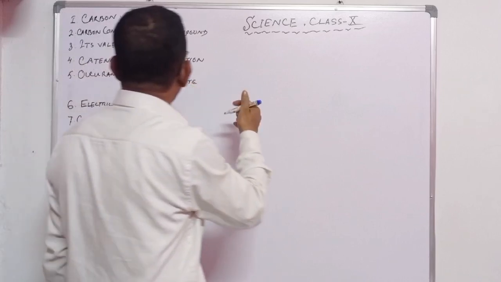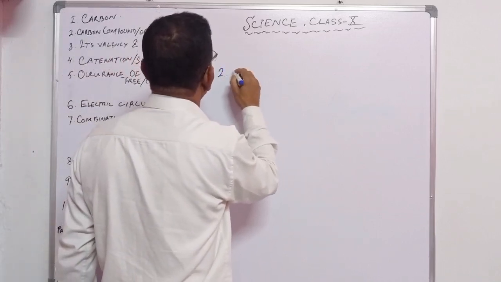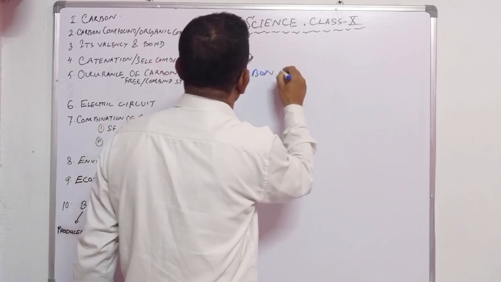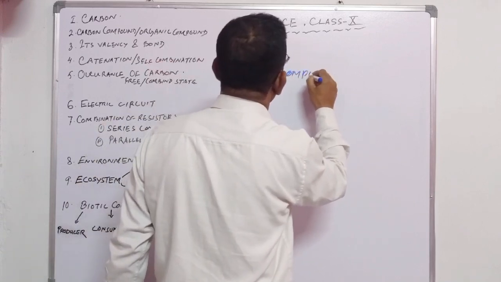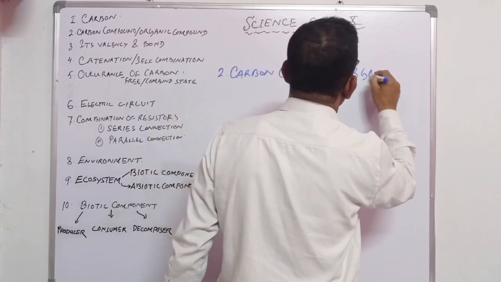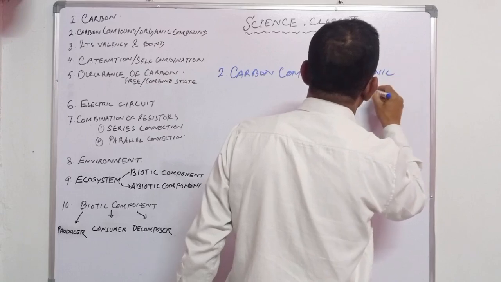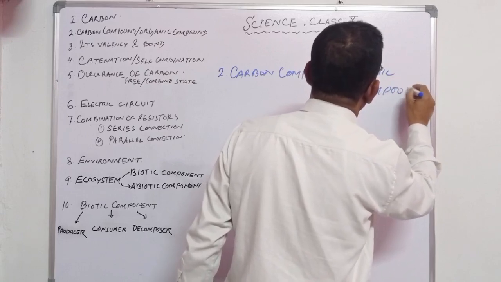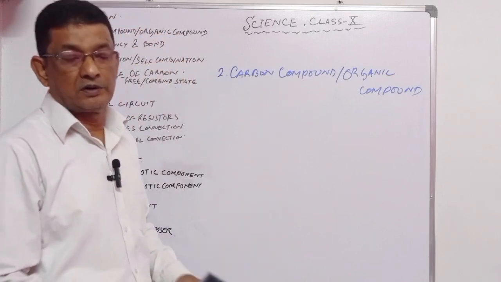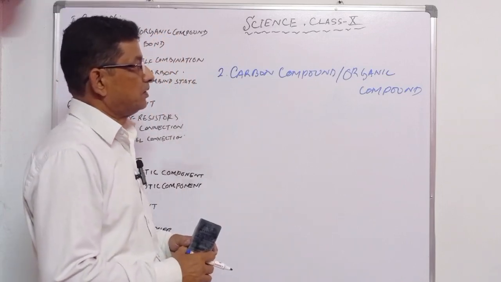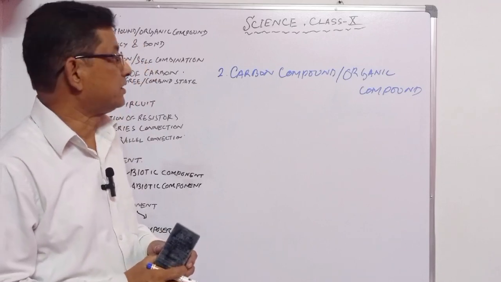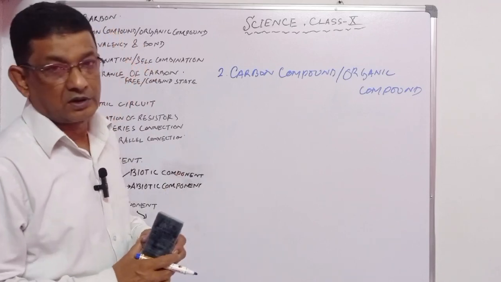The next is carbon compound and organic compound. The compound which contains carbon is known as a carbon compound. Normally carbon joins with oxygen, nitrogen and hydrogen. So these are carbon compounds.